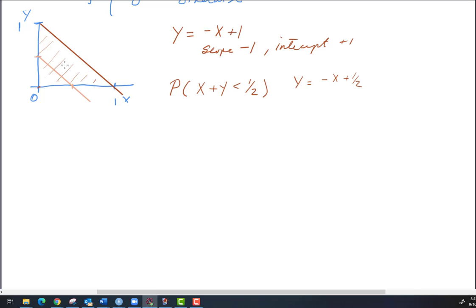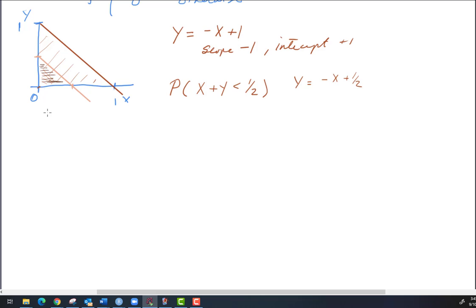Now the region itself is on which side? On the top side or on the bottom side? Same trick, just pick any point, and 0 is convenient. 0 plus 0 is in fact less than 1/2, and so I know that I want to integrate over this area right here.